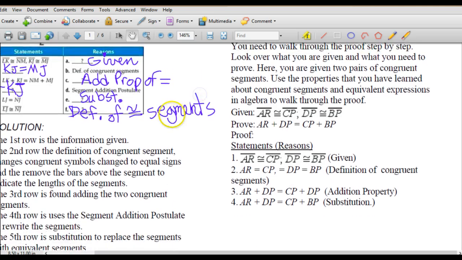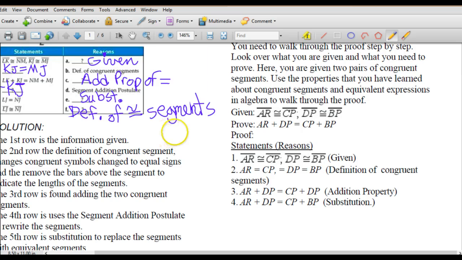So we start our proof with some given information. So our given information is stated. Then we want to write something based off of what we know here. So now that we know, since it is stated that these segments are congruent, we can say that their lengths are equal by the definition of congruent segments. So the definition of congruent segments is used if you state that segments are congruent, then you can say that they are equal in length or vice versa through the definition of congruent segments.